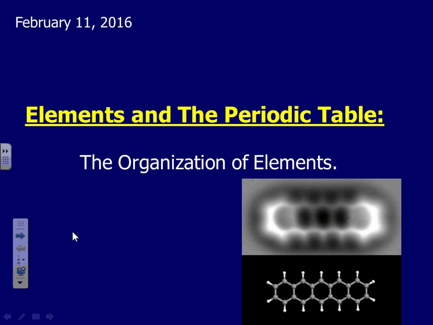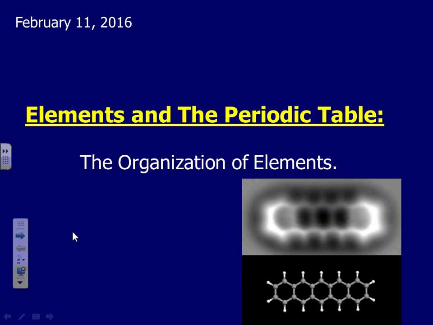Does anybody remember, and it doesn't have to be the definition, but what is the theoretical idea of what an element is? Yep. Yeah, that's right. It has to do with the atoms. So if it's an element, what's true about the atoms in an element? They're all the same. So in an element, the atoms are all the same.